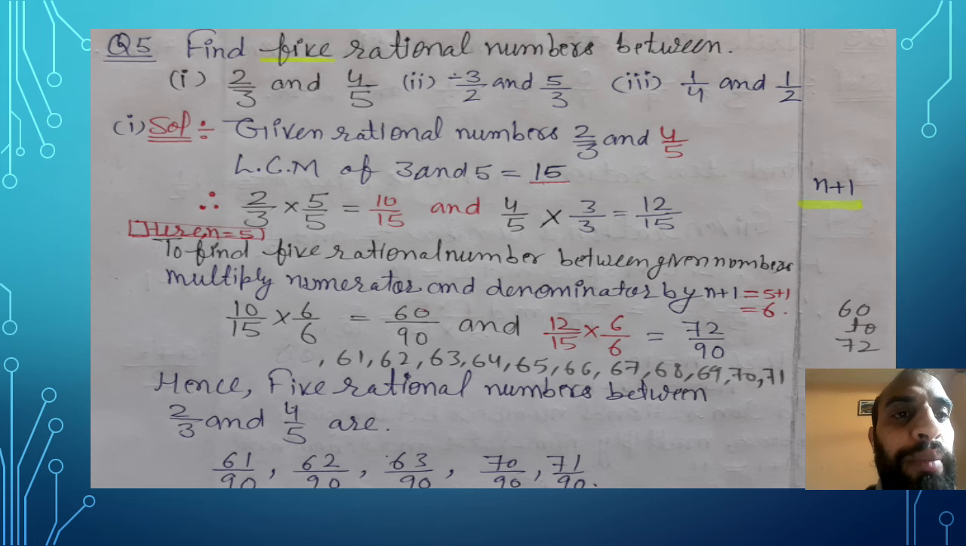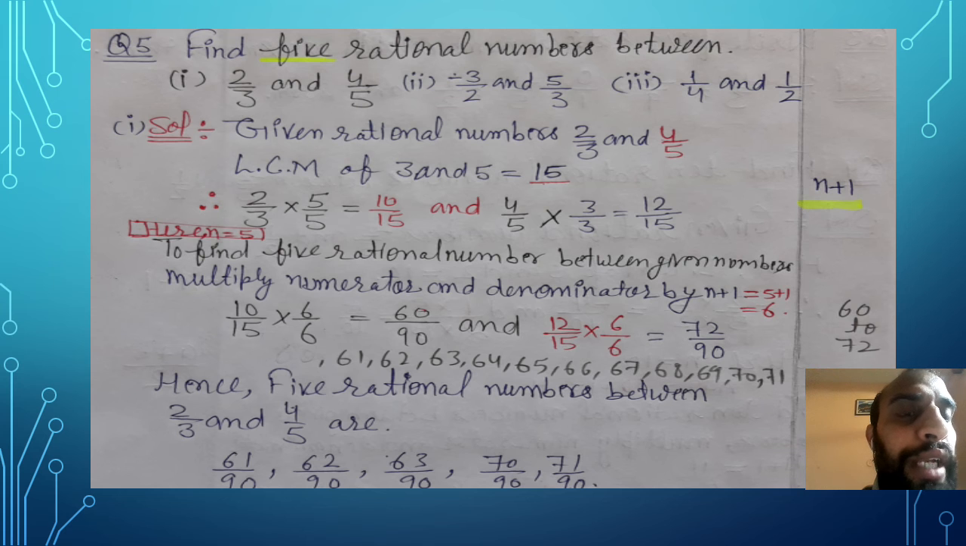What are the given rational numbers? That you need to write as the first step, as we did in the previous question. Given rational numbers are 2 upon 3 and 4 upon 5. You can see, my dear student, both denominators are different. One is 3, one is 5. So directly I am not supposed to use my n plus 1 rule. First I need to take LCM. Once the denominator is the same, then you can apply the n plus 1 rule.